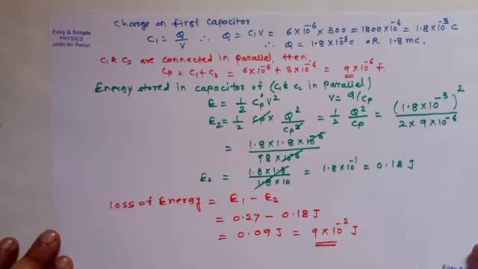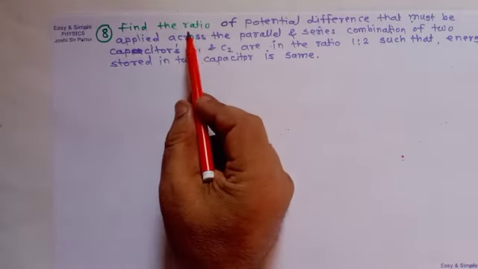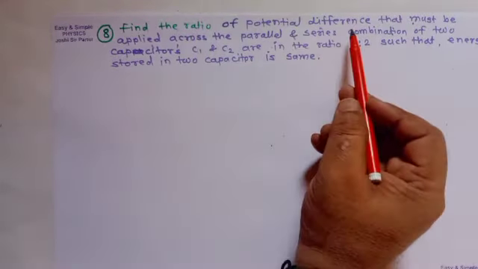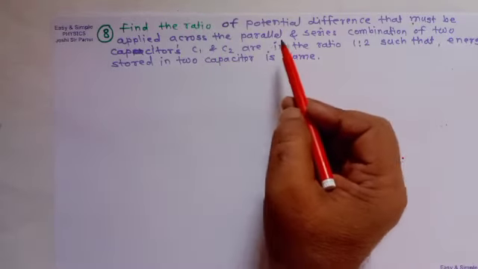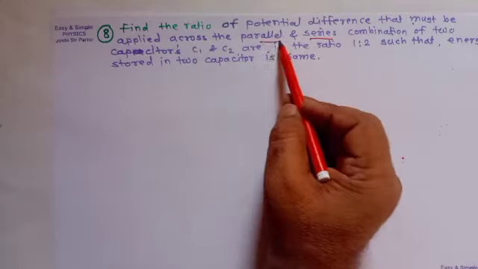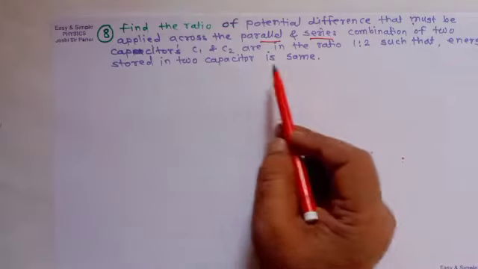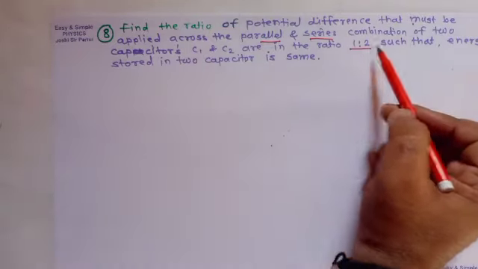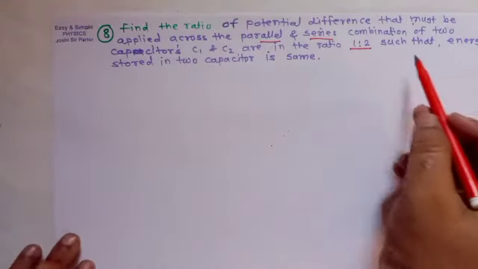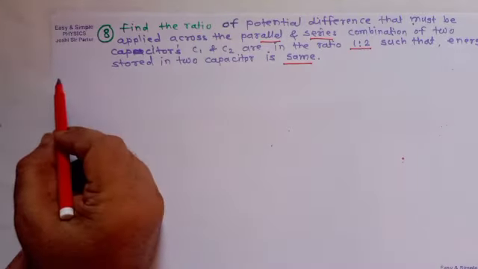Again, let us see another example. Find the ratio of potential difference that must be applied across the parallel and series combination of two capacitors C1 and C2, which are in the ratio 1:2, such that the energy stored in the capacitors will be the same. So here we can write the data.